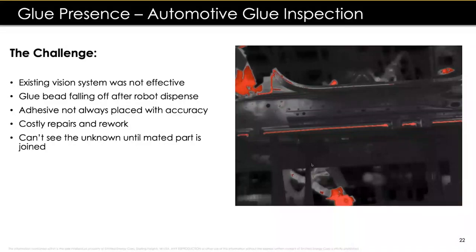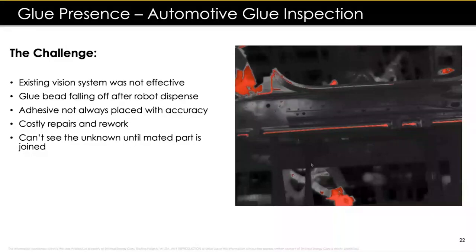It was not always placed with certain accuracy. There's a lot of moving parts. It's a big automotive framing part, a really large part, and it was kind of whipped around a little bit with end of arm tooling on a robot. So that caused a little bit of process issues. So they wanted to make sure that it wasn't falling off.